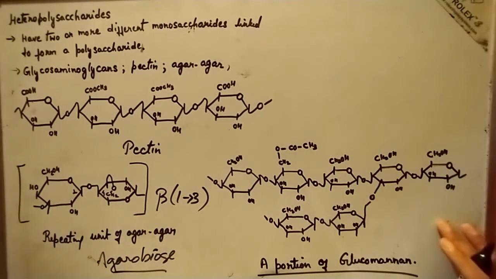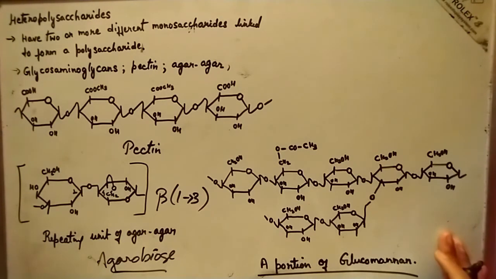Now coming to another very important heteropolysaccharide, that is glucomannan. Now this glucomannan is a fibrous polysaccharide which is a strong absorbent, and about 1 gram of this particular polysaccharide can absorb up to 200 ml of water, and hence this polysaccharide is used in making disposable diapers and sanitary napkins.